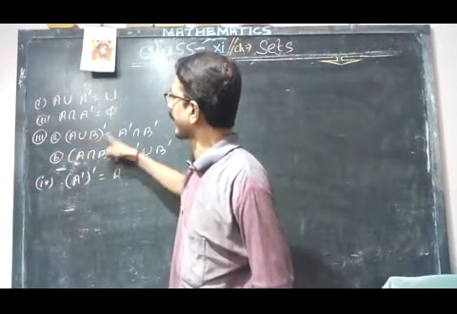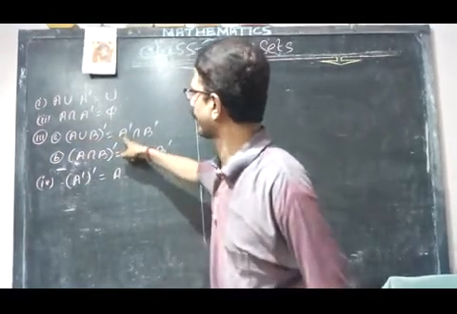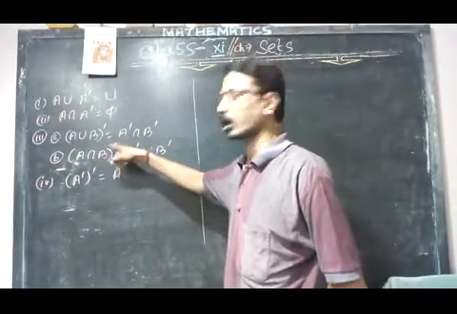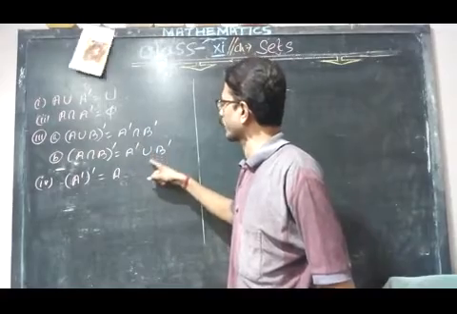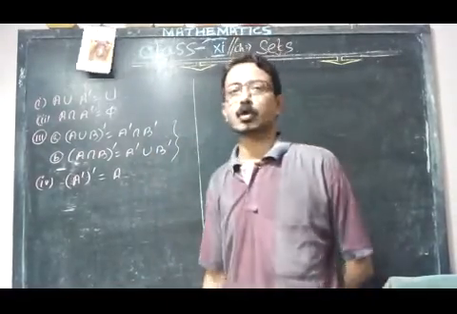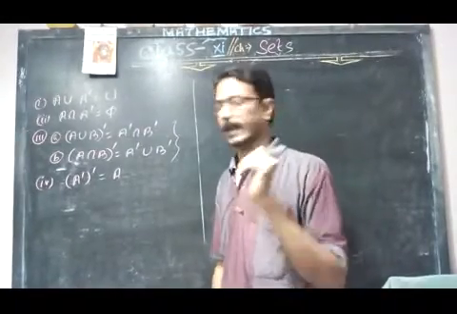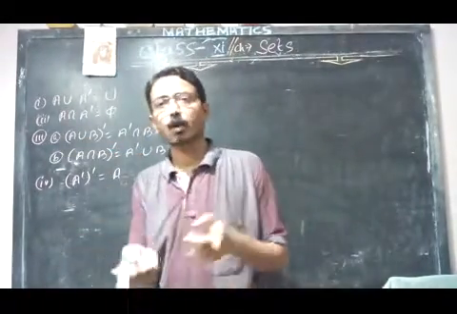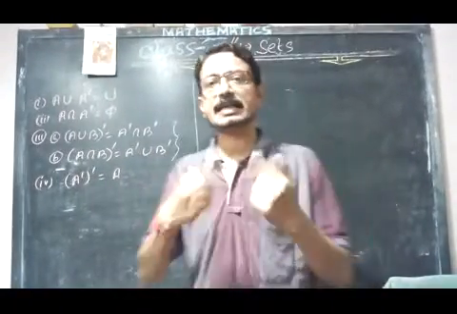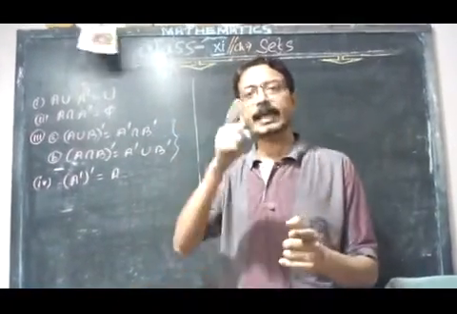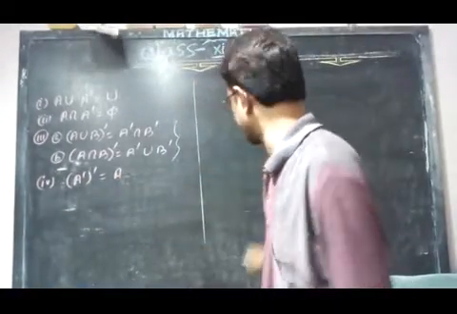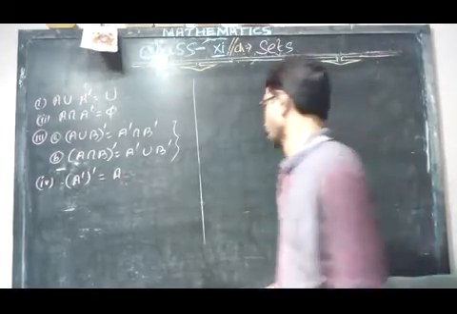A union B whole complement equals A complement intersection B complement, and A intersection B whole complement equals A complement union B complement. These two properties are known as De Morgan's law. And A complement whole complement equals A, which I discussed just a few seconds ago.